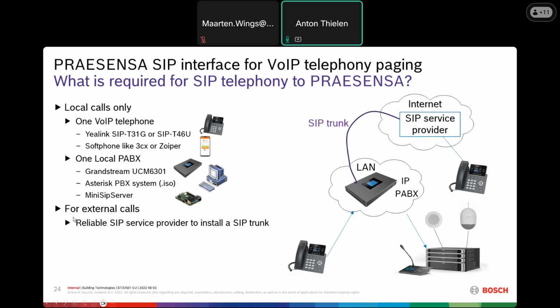For external calls, you can use a reliable SIP service provider to install a SIP trunk from that local PABX to the internet service provider, the SIP service provider. In that way you can also create external calls. Since firmware 1.70, we support an internal telephone interface in PRAESENSA. It's there by default, so there's no license needed for it.